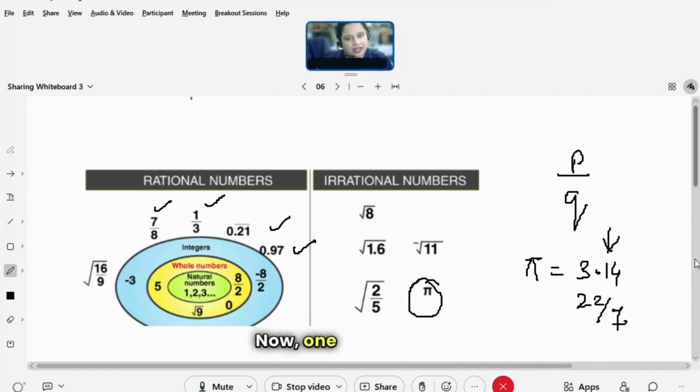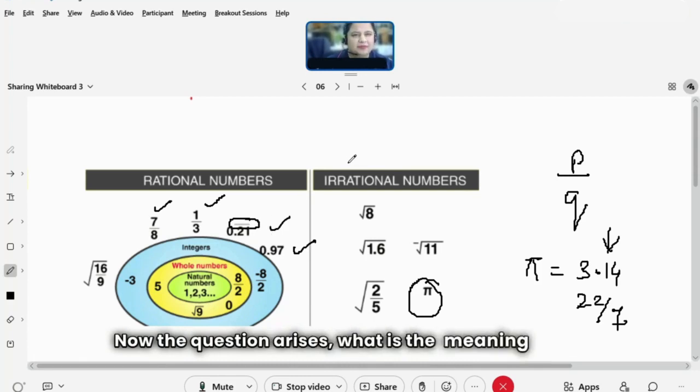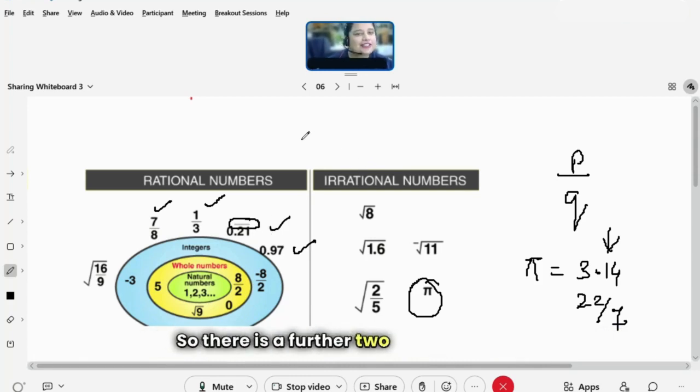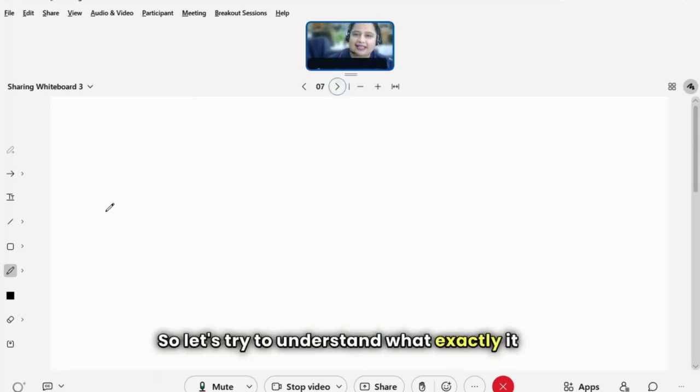Now, one more thing. In the picture, you can see that there are some numbers which have a bar in it. Now, the question arises, what is the meaning of bar? So there are two further classifications, which have even more classifications. Let's try to understand what exactly it is.